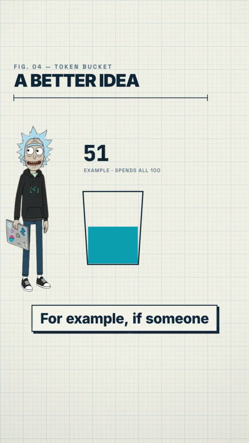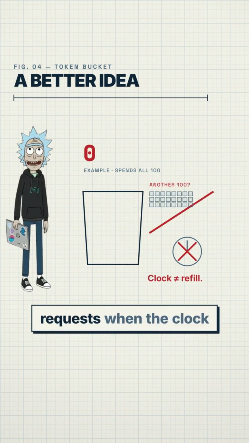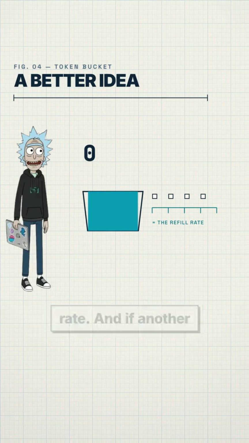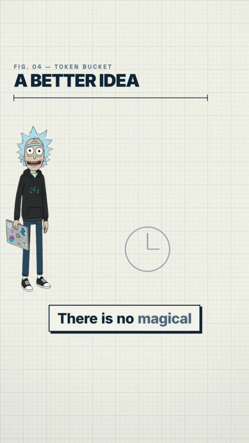For example, if someone consumes all 100 tokens immediately, they can't suddenly send another 100 requests when the clock changes minute. They can only continue at roughly the refill rate. And if another user sends 100 requests near the end of a minute, the exact same rule applies. There is no magical reset.